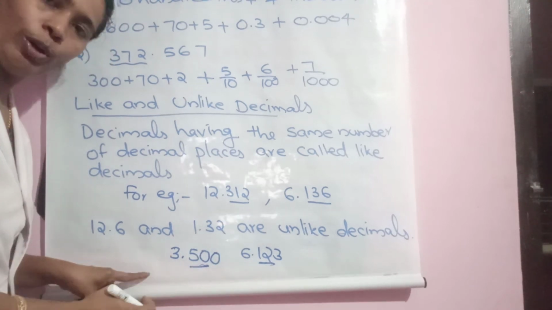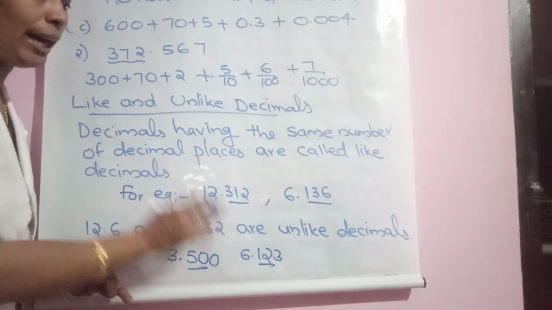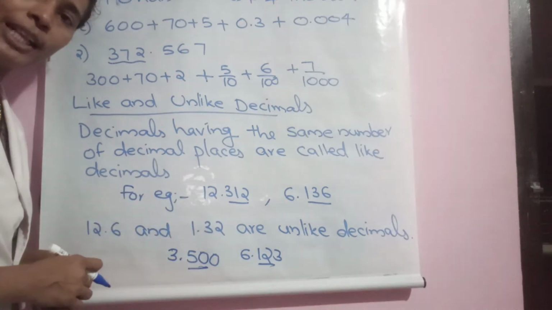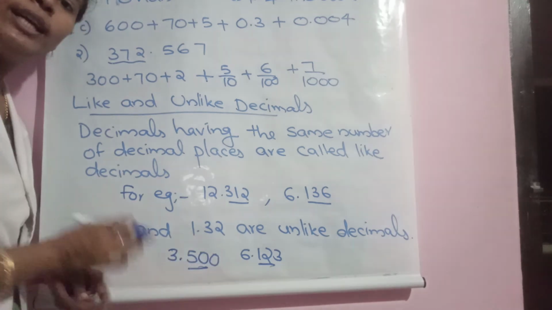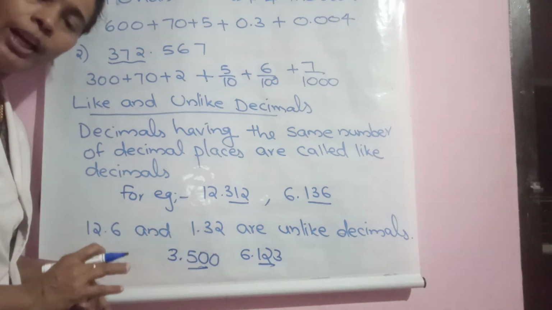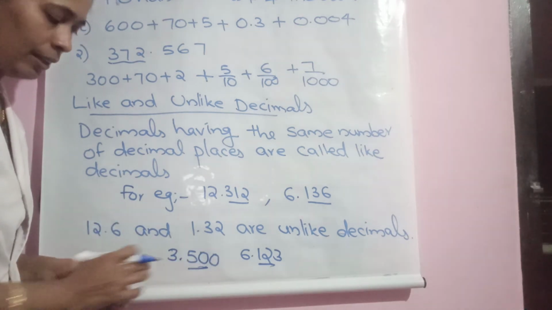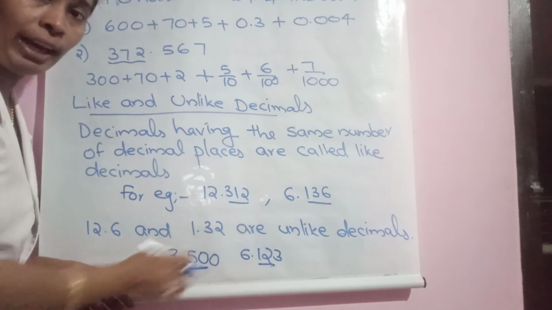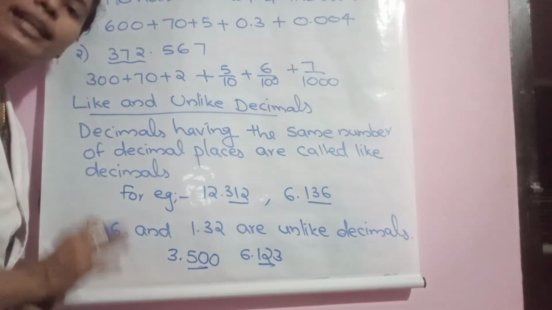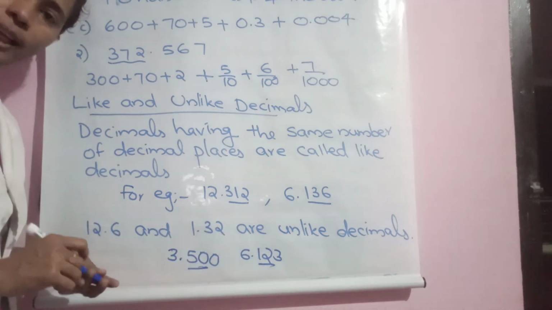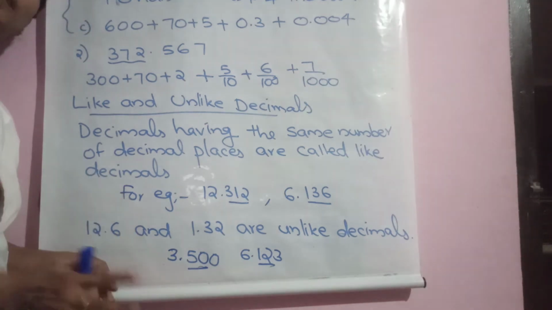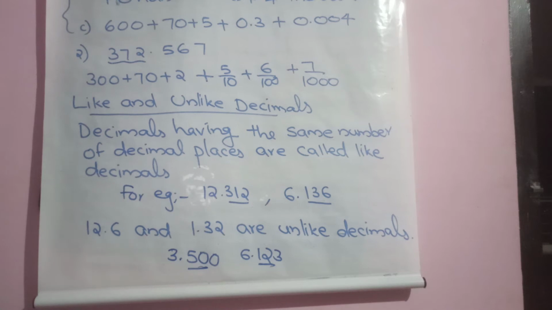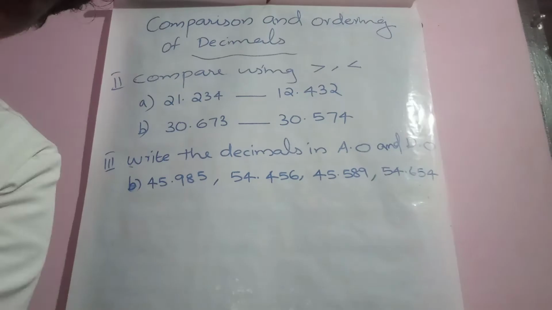What is the need of converting given unlike decimals into like decimals? Because addition and subtraction of decimals are possible only when they are like decimals. Okay, only like decimals can be added or subtracted.